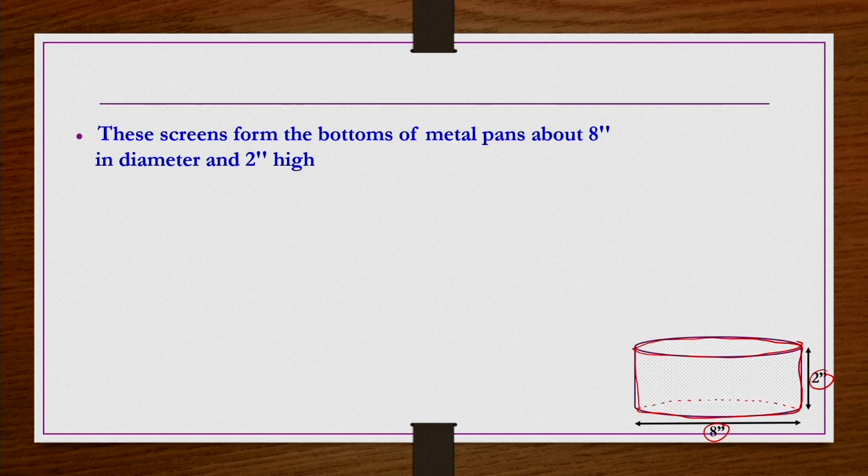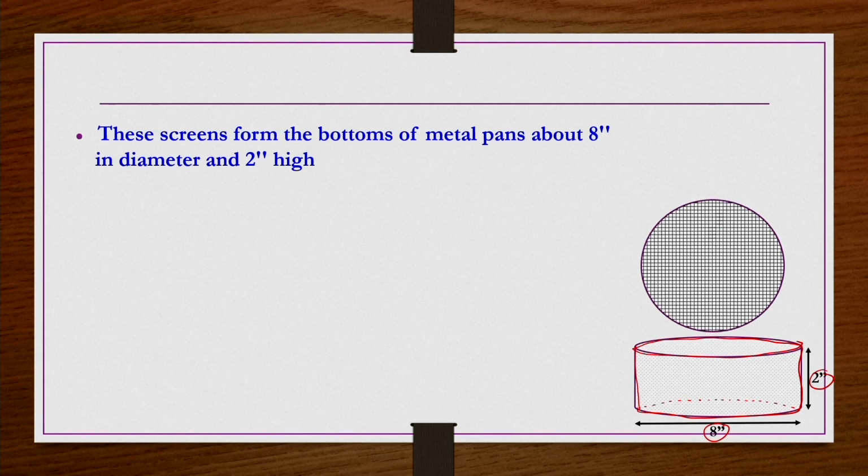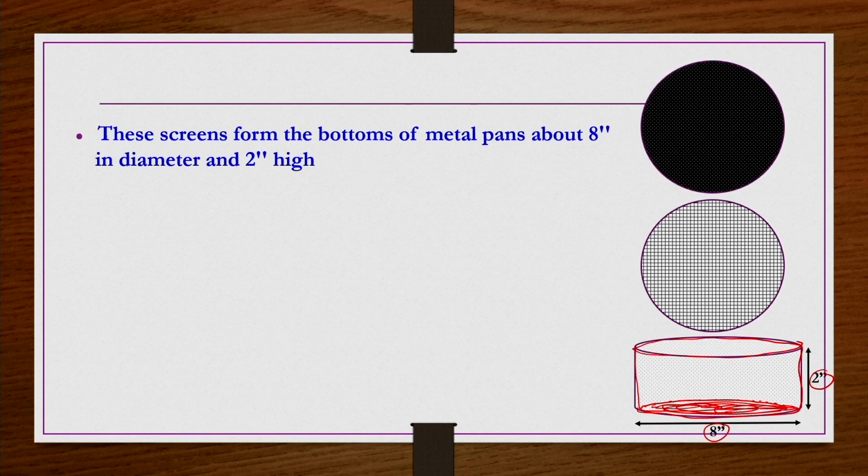Whatever screens I showed in the previous slide are placed here like this. I have shown a 2D image. Now, this particular screen is at the bottom plane, so it will occupy the bottom space here. Whatever screens there are, they form the bottoms of these metal pans, which are in general 8-inch diameter and 2-inch height. We can have different size screens as the bottoms for different pans. So we have n number of pans, and each pan has a screen at the bottom.